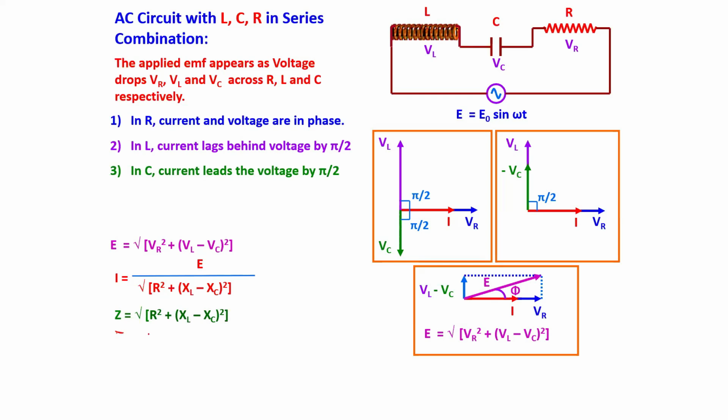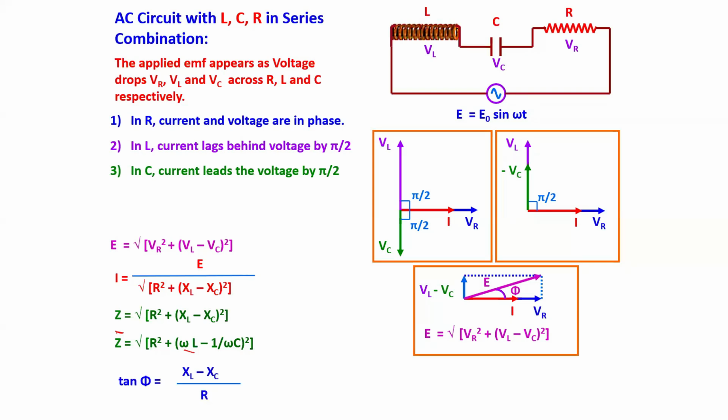Okay, so now in terms of omega, it can be written as the square root of (omega L minus 1 over omega C) whole power 2 plus R squared, which is equal to the impedance. So I'm just going to keep this screen for 5 minutes. You people can note this down and we can go to the next slide.